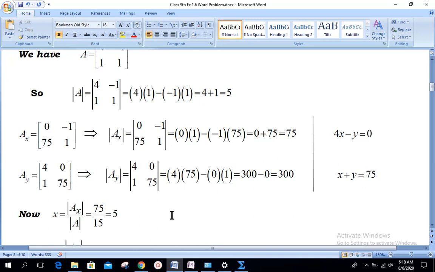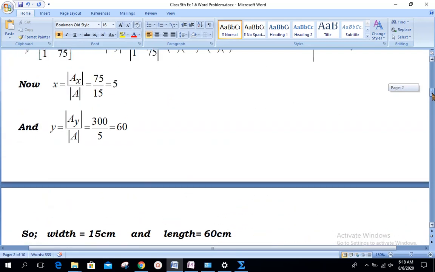Now using the formula for Cramer's rule, X is equal to AX determinant over A determinant. Putting the values, 75 over 15, we have 5, and Y is equal to AY determinant over A determinant, 300 over 5 gives us 60. So the width is 5 centimeter and length is 60 centimeter. You are clear about that. Length is now 4 times that of width. This is the answer of my first word problem.